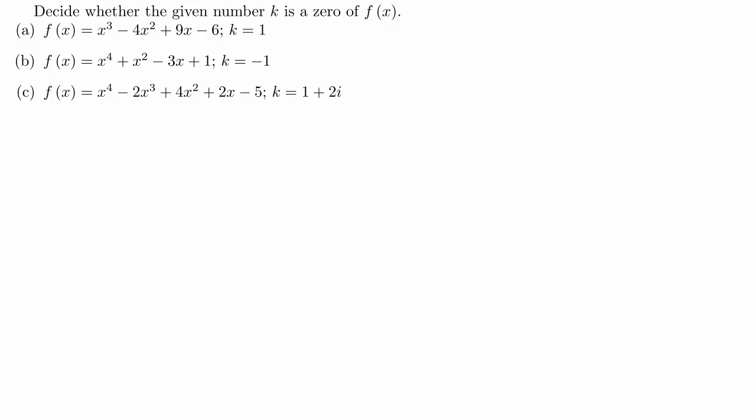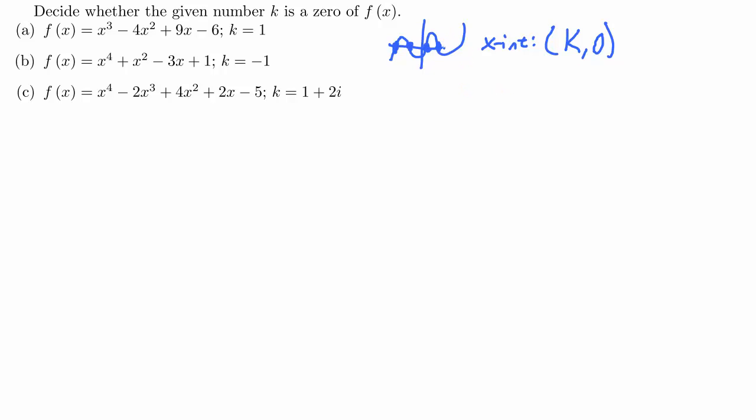Hello. In this example, I want to determine whether the given number k is a zero of f of x. Now, a zero is a term that on the xy coordinate plane basically tells you for any of the x-intercepts here, it tells you the x-coordinate of the x-intercept, because an x-intercept is in the form of k comma 0.